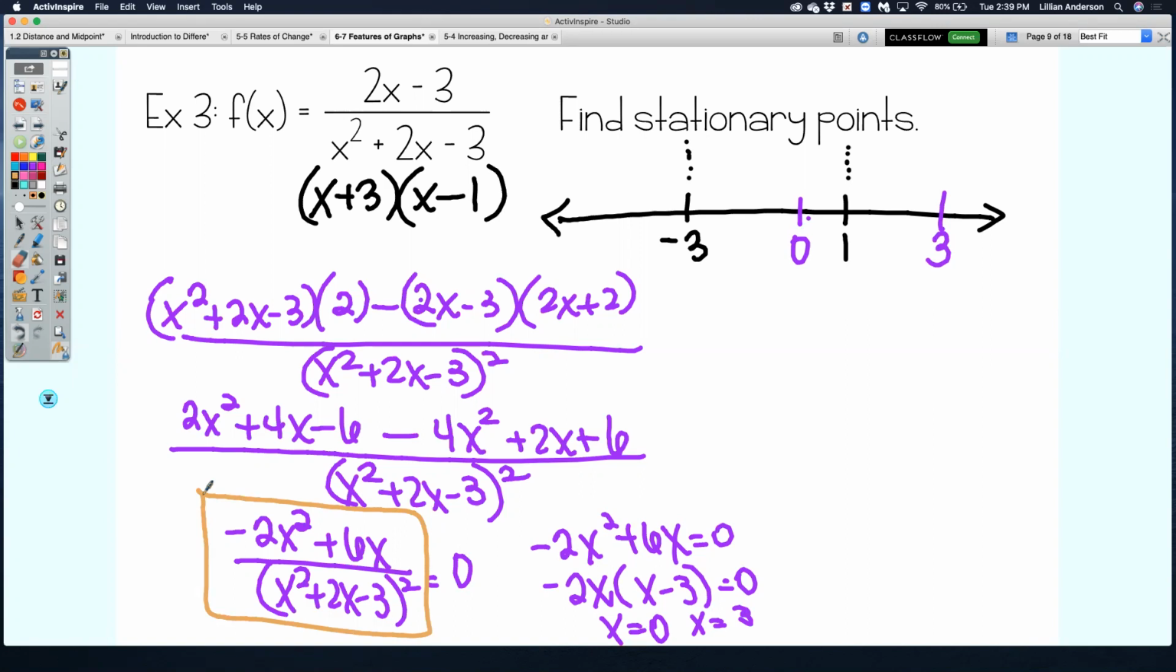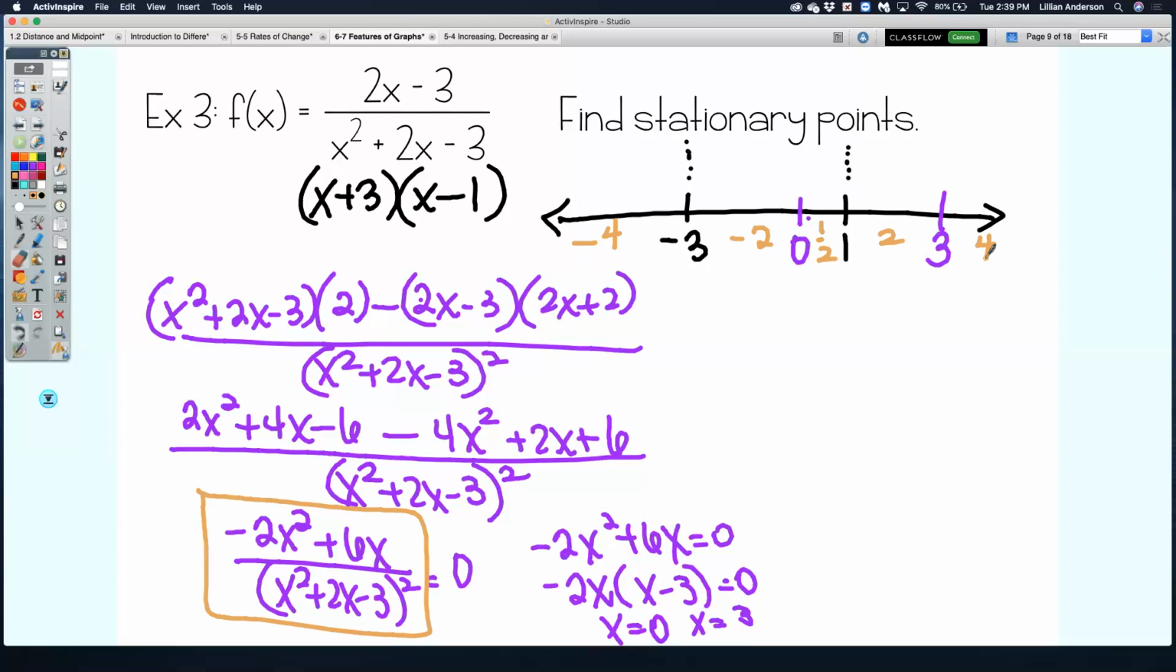Plug into the derivative. -4, -2, 1/2, 2, 4. These are some values that I could plug in here. And again, I'm not concerned about the number. I'm concerned about the sign. When I plug anything into the denominator, it's going to end up being positive because it's being squared, right? So I'm more concerned just about the numerator, okay?